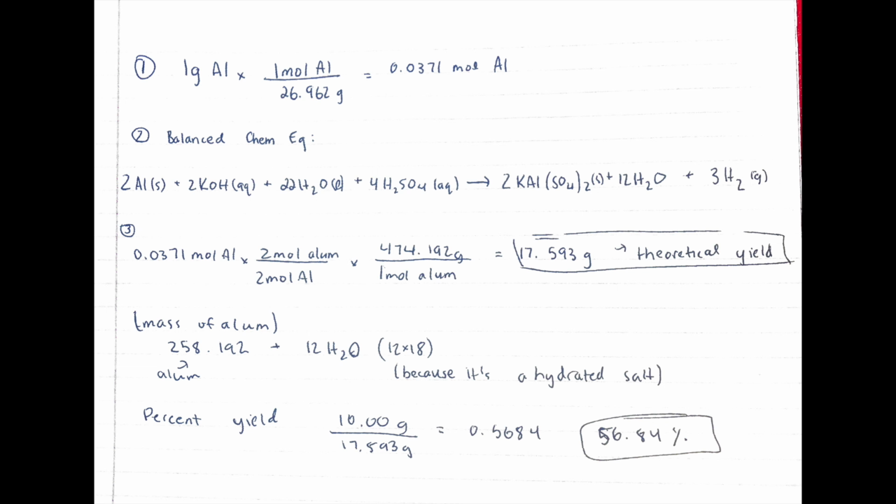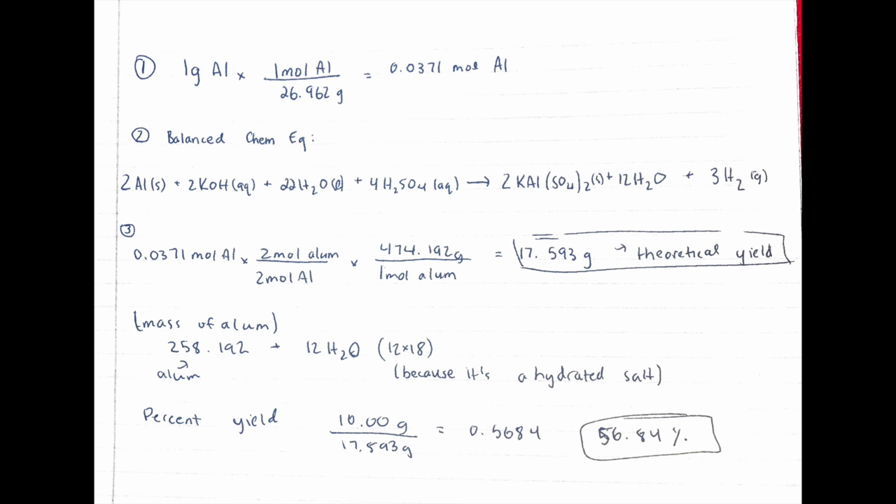Next, looking at the balanced chemical equation, we can see that the molar ratio for aluminum to alum is 2 to 2. So we factor in the molar ratio, which in this case doesn't change it, and then we have moles of alum. And so we have 0.0371 moles of alum times the molar mass of alum, which is 474.192, to get that the theoretical yield is 17.593 grams.